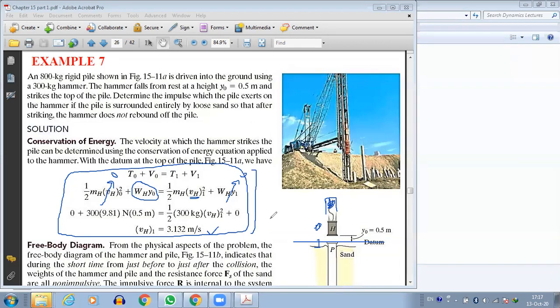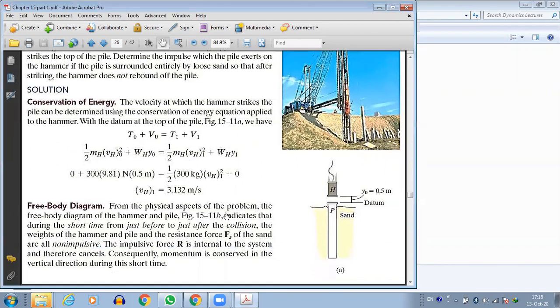Now we know the velocity of the hammer just before striking. Since we need to find the impulse, we should know the velocity after striking. We know one thing: after striking, the velocity of the hammer is the same as the velocity of the pile, but we don't know how much it is. So we can find it by applying the conservation of momentum principle.